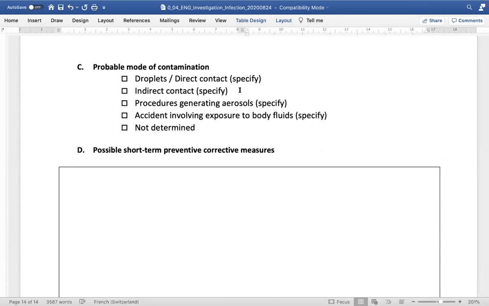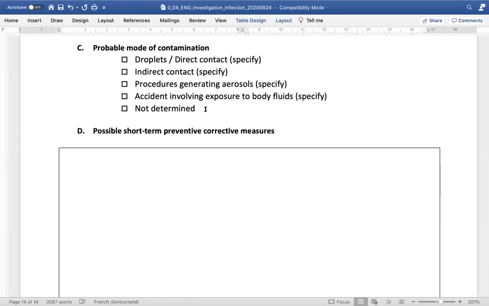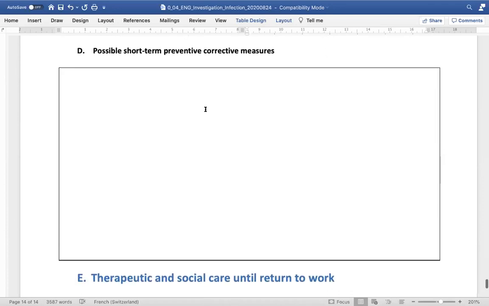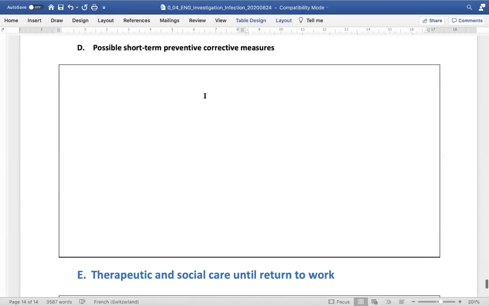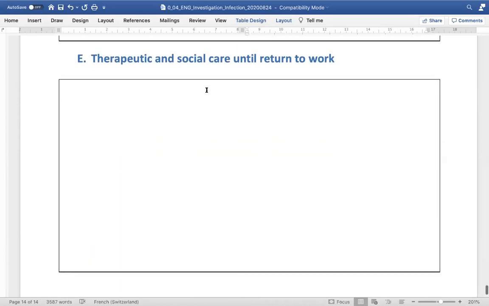Okay, so these are guidance information to help you in making your decision regarding what to do in terms of addressing the gaps that you have found based on the investigation. And then at the end, you provide probable short-term preventive corrective measures that you think should be put in place, both at the individual and health facility-wide level, to address the challenges that you have identified in the investigation. E is more about therapeutics and social care until the staff returns to work.